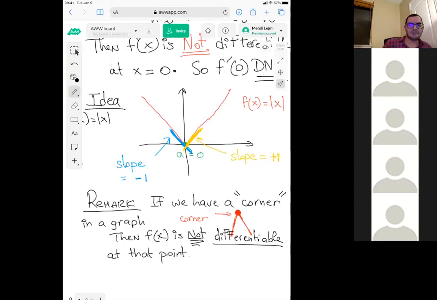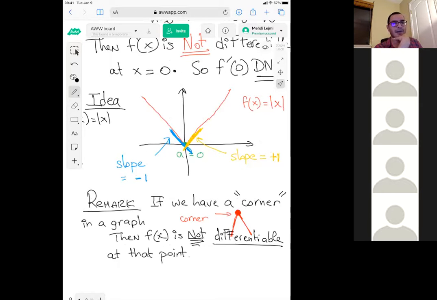Does this make sense to you guys? Is there any question? You see why it's not differentiable? It's like having two different slopes, one from the left and one from the right. Yes, Professor. Okay, perfect. Anyway, so this is an example where f of x is not differentiable.